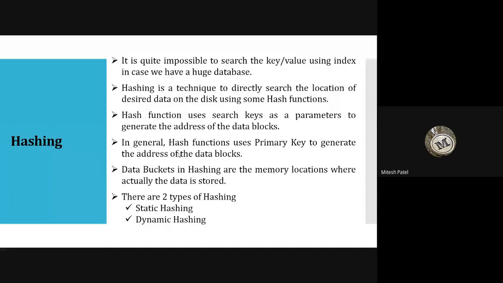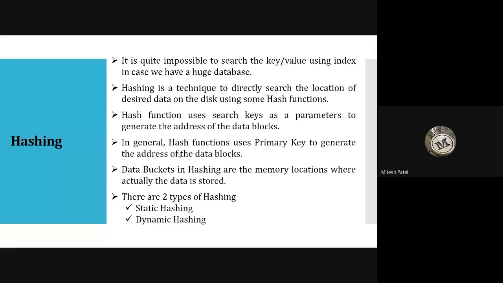So indexing, you know, for example, if we have 2 lakh pages, then indexing every page, the index itself in the book will become very large. In that case, we can apply the hashing technique. By applying some hash function, we can directly search the location of that data. The hash function uses the search key as a parameter to generate the address of the data blocks.